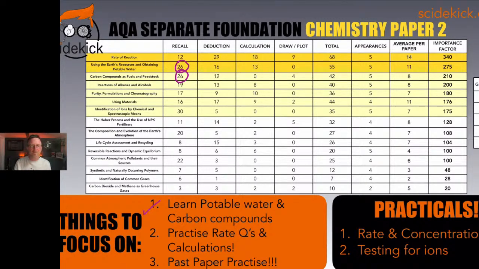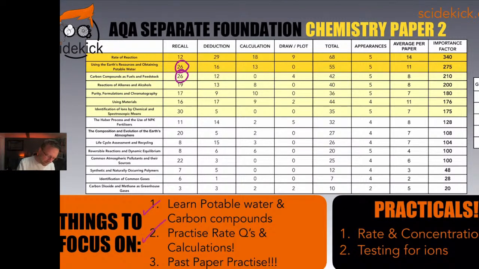Now, carbon compounds and fuels as feedstock, that's basically fractional distillation, asking you how that works, naming the different parts of the different fractions maybe, and remembering what the different ones are used for. So there's lots of things to revise there classically.